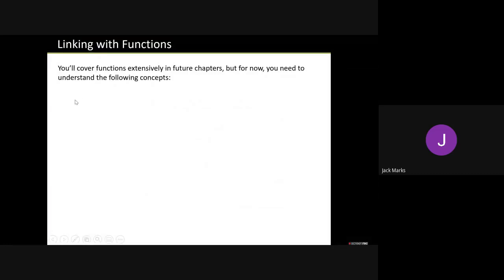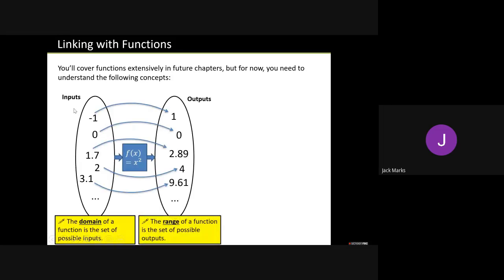Okay, let's link quadratics now with functions. So you'll talk about functions quite extensively later on in the course. However, getting a good understanding, especially of these terms here in these yellow boxes, is very, very helpful.